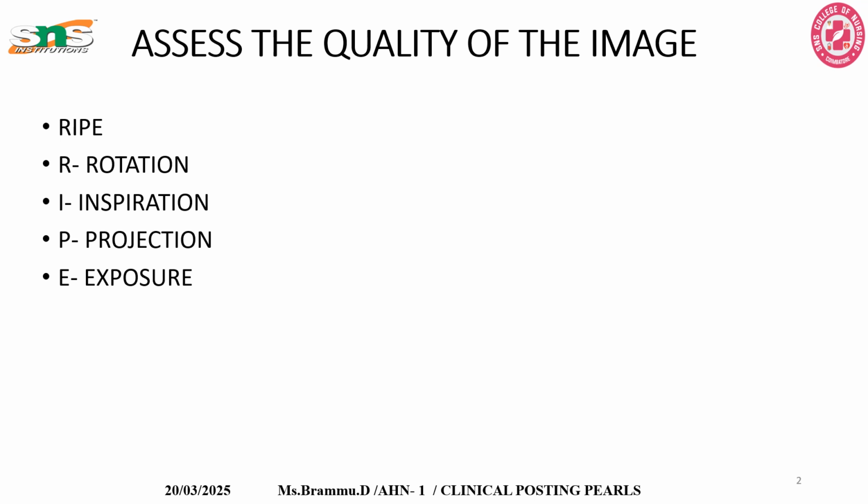Before going into how to read a chest X-ray, being a nurse, we need to know what the quality of the image looks like. In order to assess the quality of the image of the X-ray film, we have a mnemonic called RIPE. That is, R stands for rotation, I stands for inspiration, P stands for projection, and E stands for exposure. Well, I know you are all excited about what rotation, inspiration, projection, and exposure are.